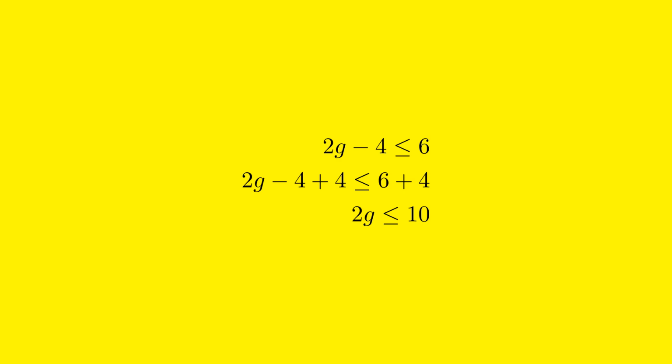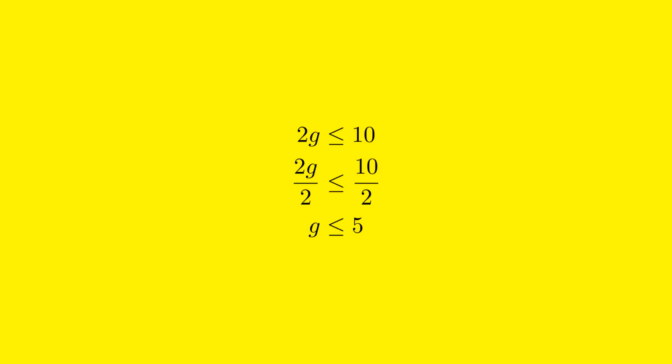Now the inequality becomes 2g minus 4 plus 4 less than or equal to 6 plus 4. Since minus 4 plus 4 equals 0, we simplify this to 2g less than or equal to 10. This concludes step 1, where we have successfully simplified the inequality to 2g less than or equal to 10.